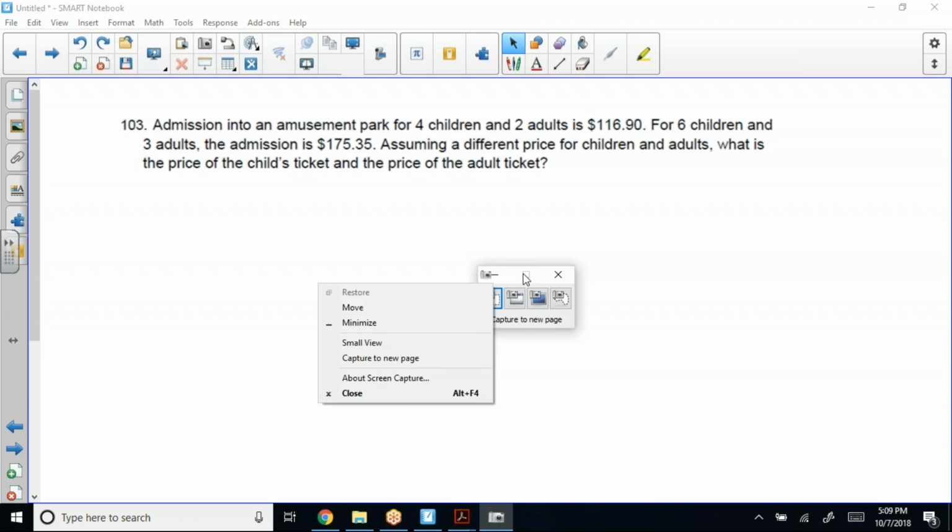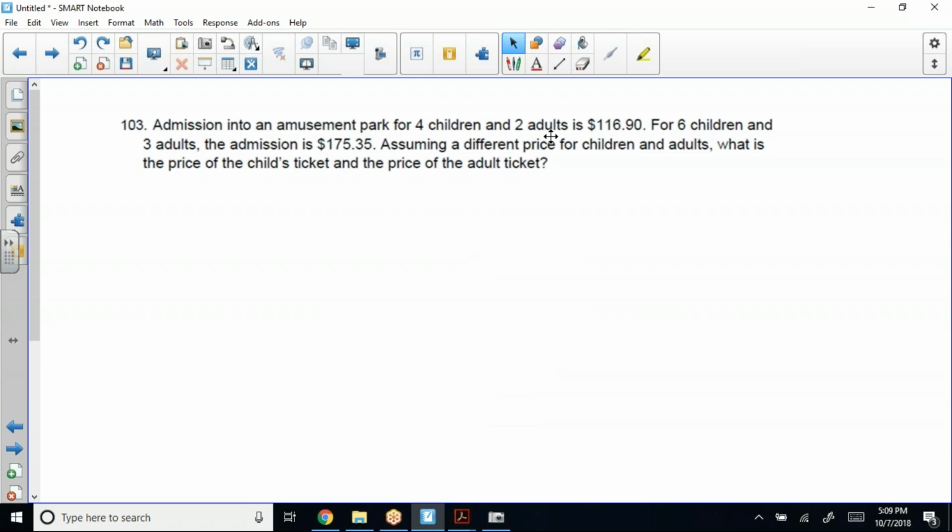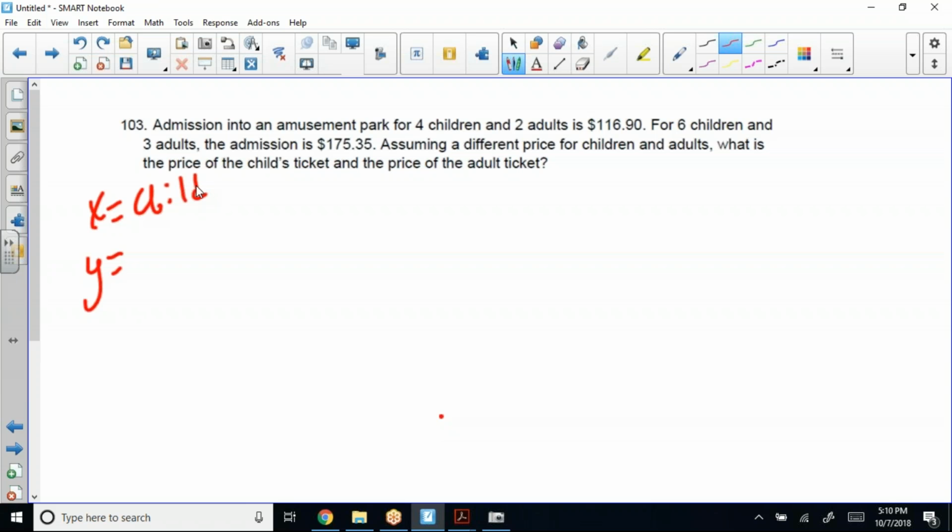So admission into an amusement park for 4 children and 2 adults is $116.90. For 6 children and 3 adults, admission is $175.35. Assuming a different price for children and adults, what is the price of each ticket? Well, we're going to say X and Y. So X is the cost of a child ticket, and Y is the adult cost.